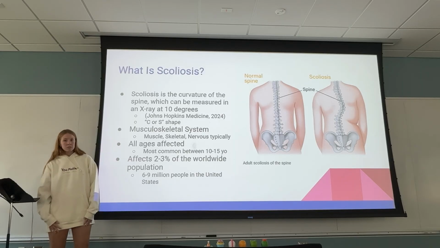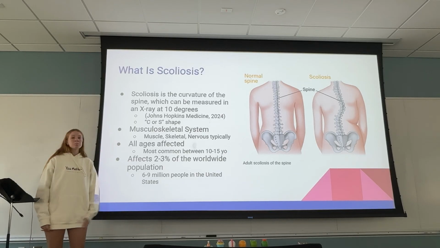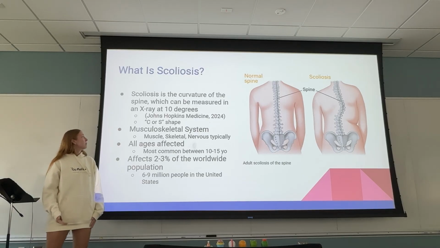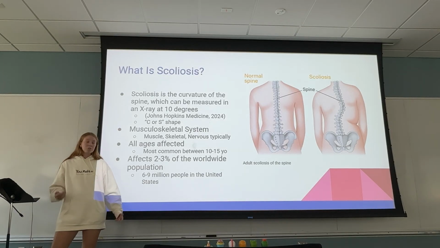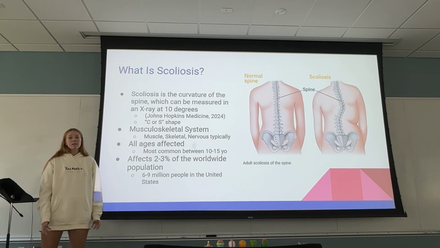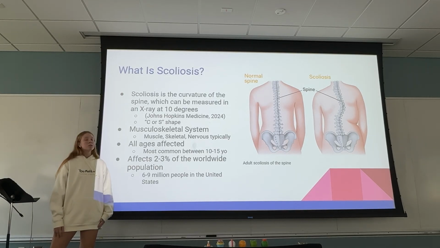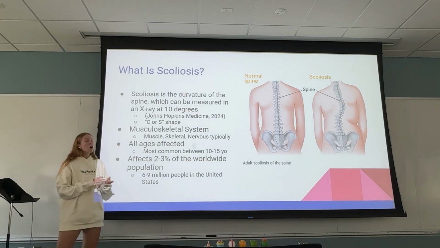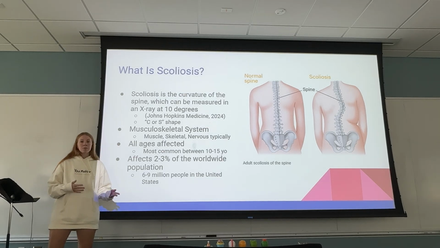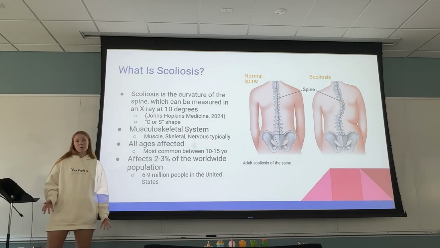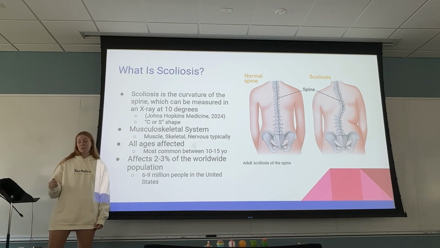So what is scoliosis? According to Johns Hopkins Medicine, scoliosis is the curvature of the spine, which can be measured in an x-ray at 10 degrees or more, and it is typically in a C or an S shape. It affects the musculoskeletal system, which has the muscle, skeleton, and nervous system. It affects all ages, but is most commonly found in 10 to 15-year-olds. It affects 2 to 3% of the worldwide population. In the United States, it affects around 6 to 9 million people.